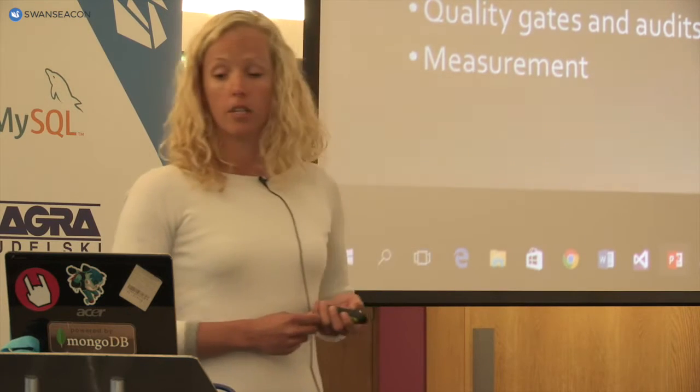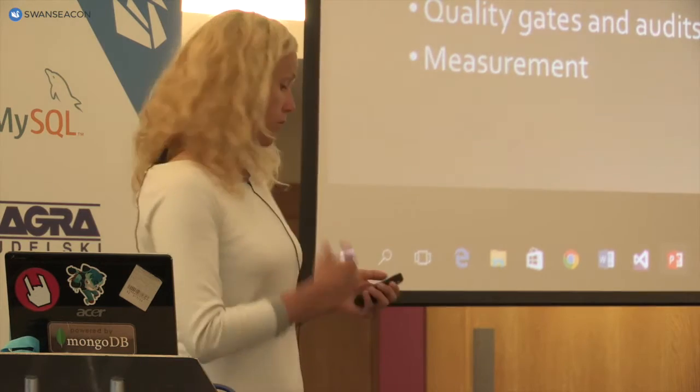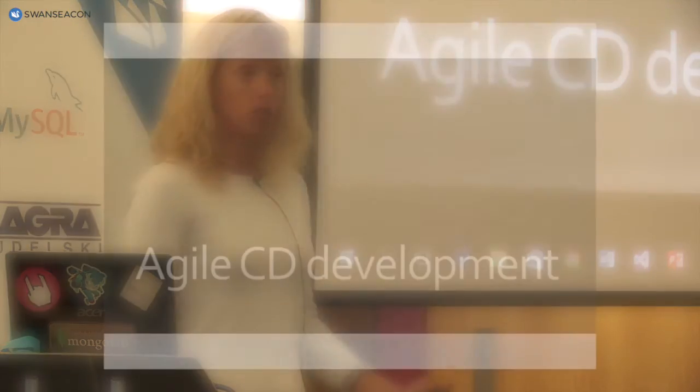So what did we learn? Well, there's a bunch of topics I want to discuss. It's like agile, CD development, culture and people. Microservices and CD, business alignment, quality gates and audits, and measurement. So we'll start with agile CD development.